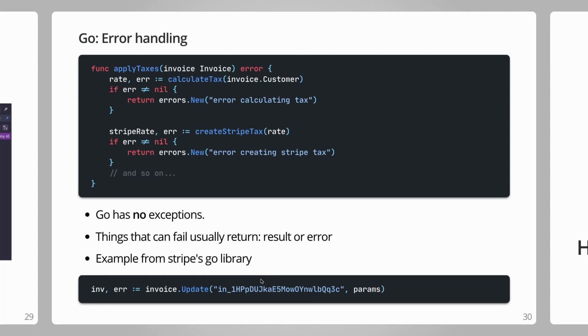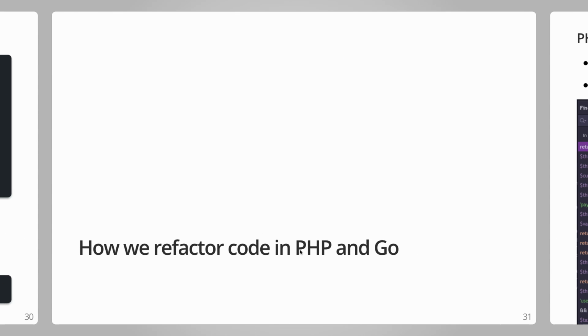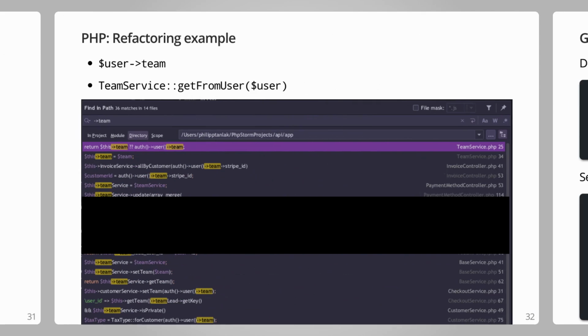And down below is an example from Stripe's Go library, which behaves exactly like that. We get an invoice or an error. So that's it for the error handling. Let's see how we refactor code in PHP and in Go.